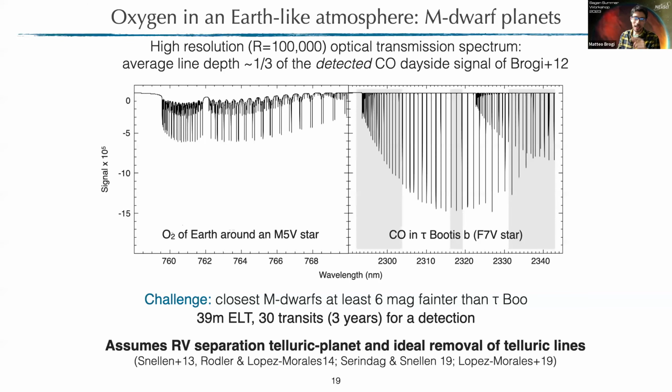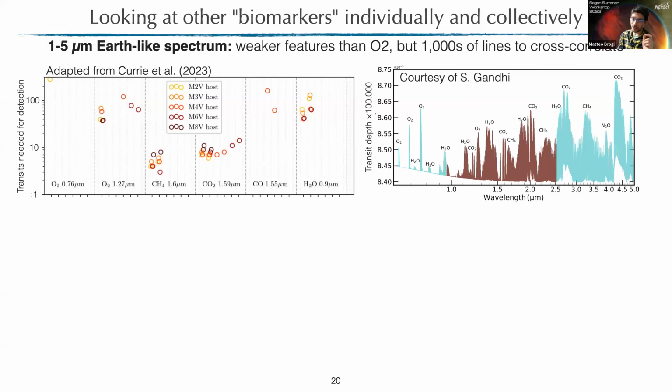And this is if the radial velocity separation between the Earth spectrum and the planet's spectrum is suitable, and also if you can ideally remove all the telluric lines, so suppress any spurious signatures. In fact, if you actually go a little bit deeper and you start simulating this with current observational technique, the situation isn't quite positive anymore.